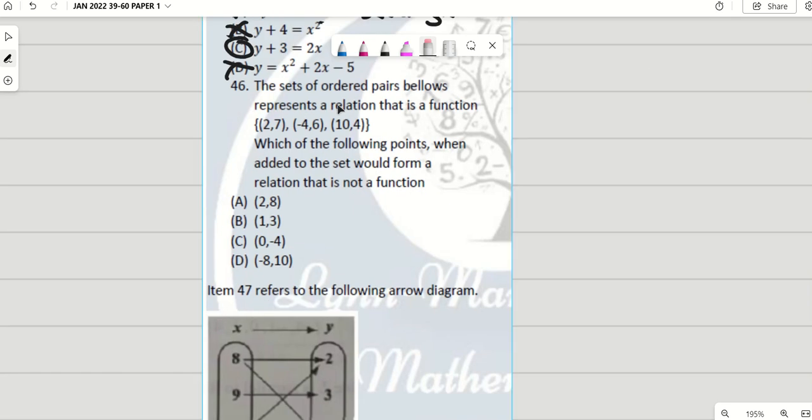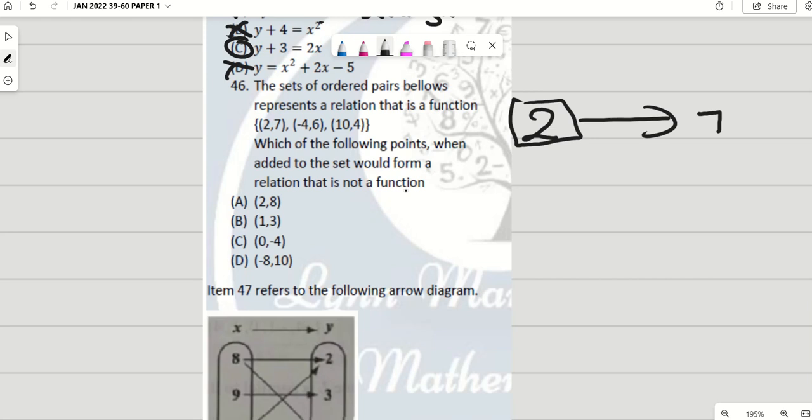Number 46. A set of ordered pairs below represents a relation that is a function. Which of the following points, when added to the set, would form a relation that is not a function? Now, we know in relations and functions, x is your domain and y is your range, right? Now, guys, they told you which of the following points, when added to a set, would form a relation that is not a function. So you are adding something to your domain to get this.